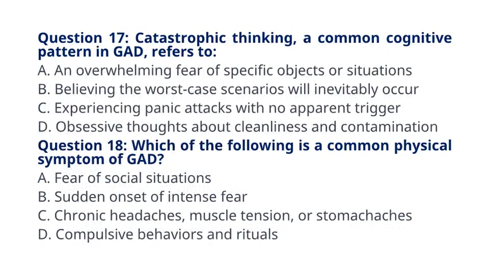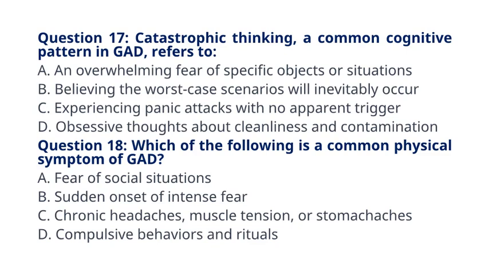Question 17. Catastrophic thinking, a common cognitive pattern in GAD, refers to A. An overwhelming fear of specific objects or situations. B. Believing the worst-case scenarios will inevitably occur. C. Experiencing panic attacks with no apparent trigger. D. Obsessive thoughts about cleanliness and contamination. The correct answer to question 17 is option B. Believing the worst-case scenarios will inevitably occur. Explanation: catastrophic thinking in GAD involves anticipating and fearing the worst-case scenarios.